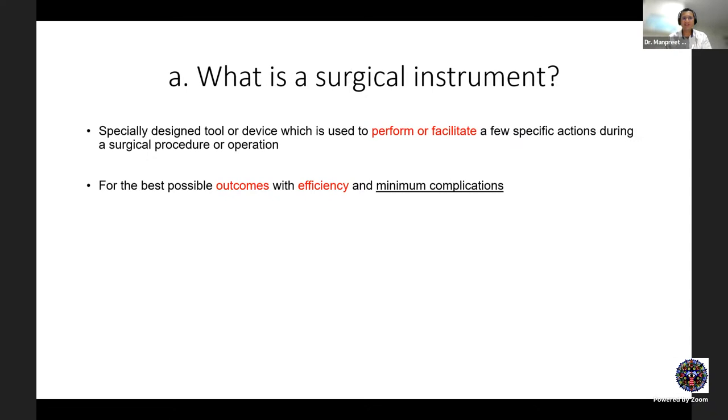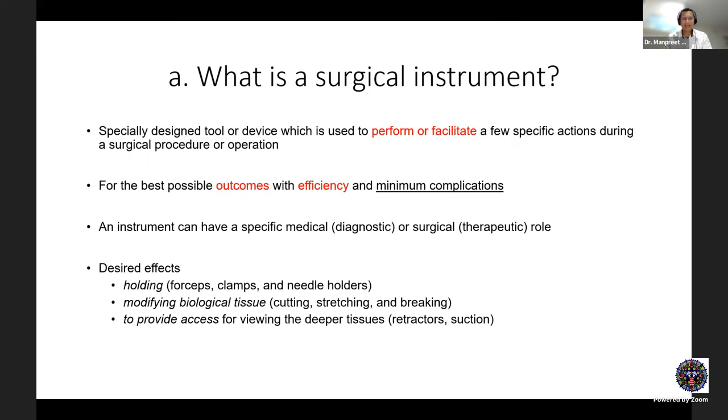A surgical instrument is a specially designed tool or device which is used to perform or facilitate specific actions, like a surgical procedure or operation, for the best possible outcomes with maximum efficiency and minimum number of complications. So what does an instrument do? They have a specific role.